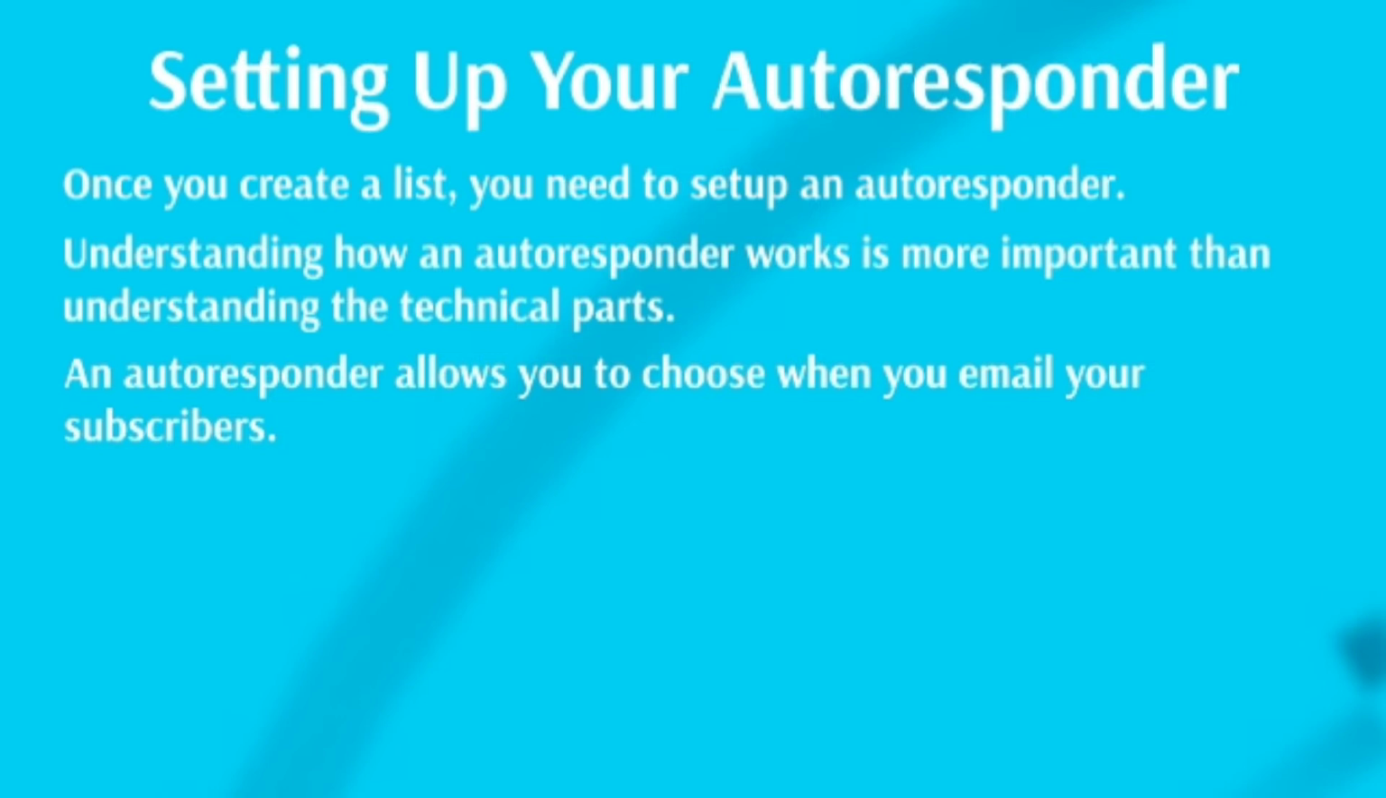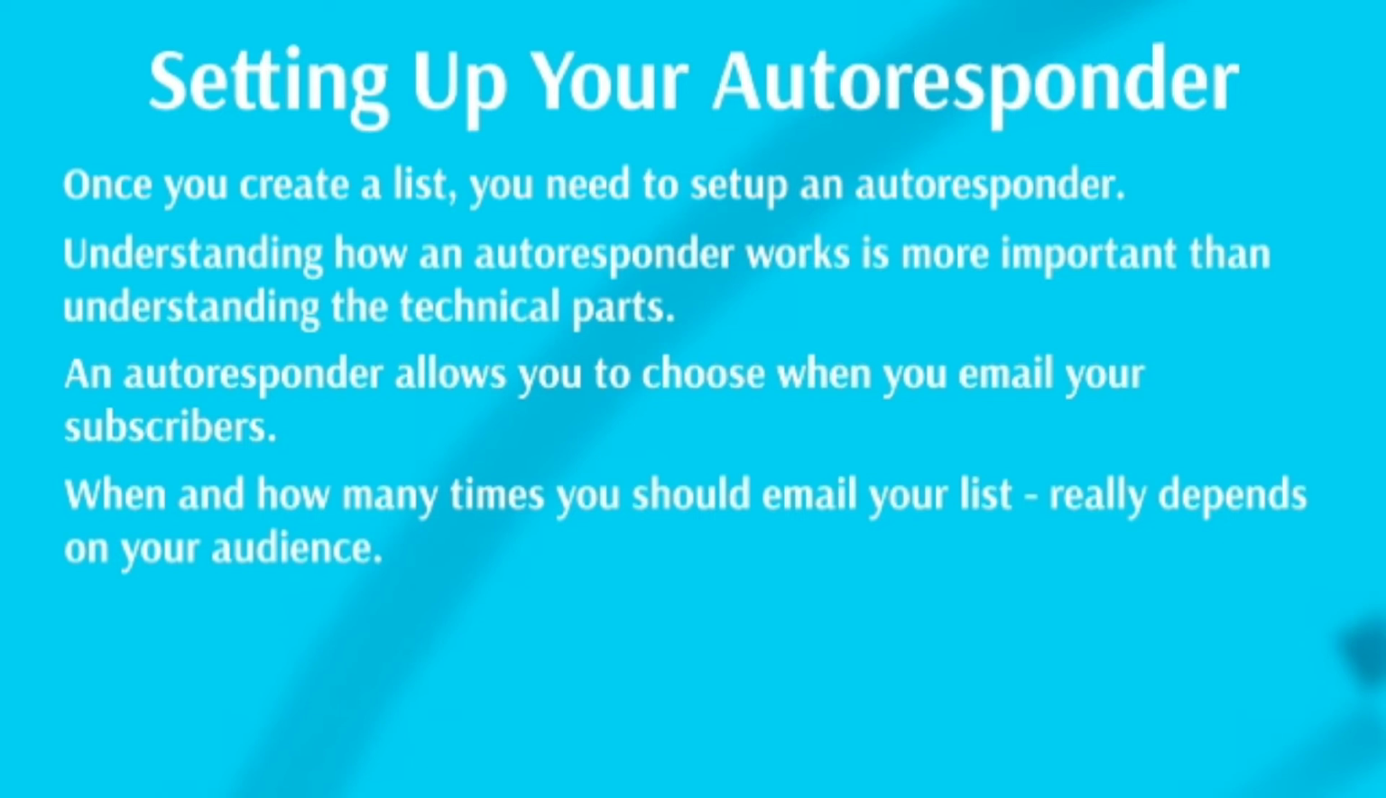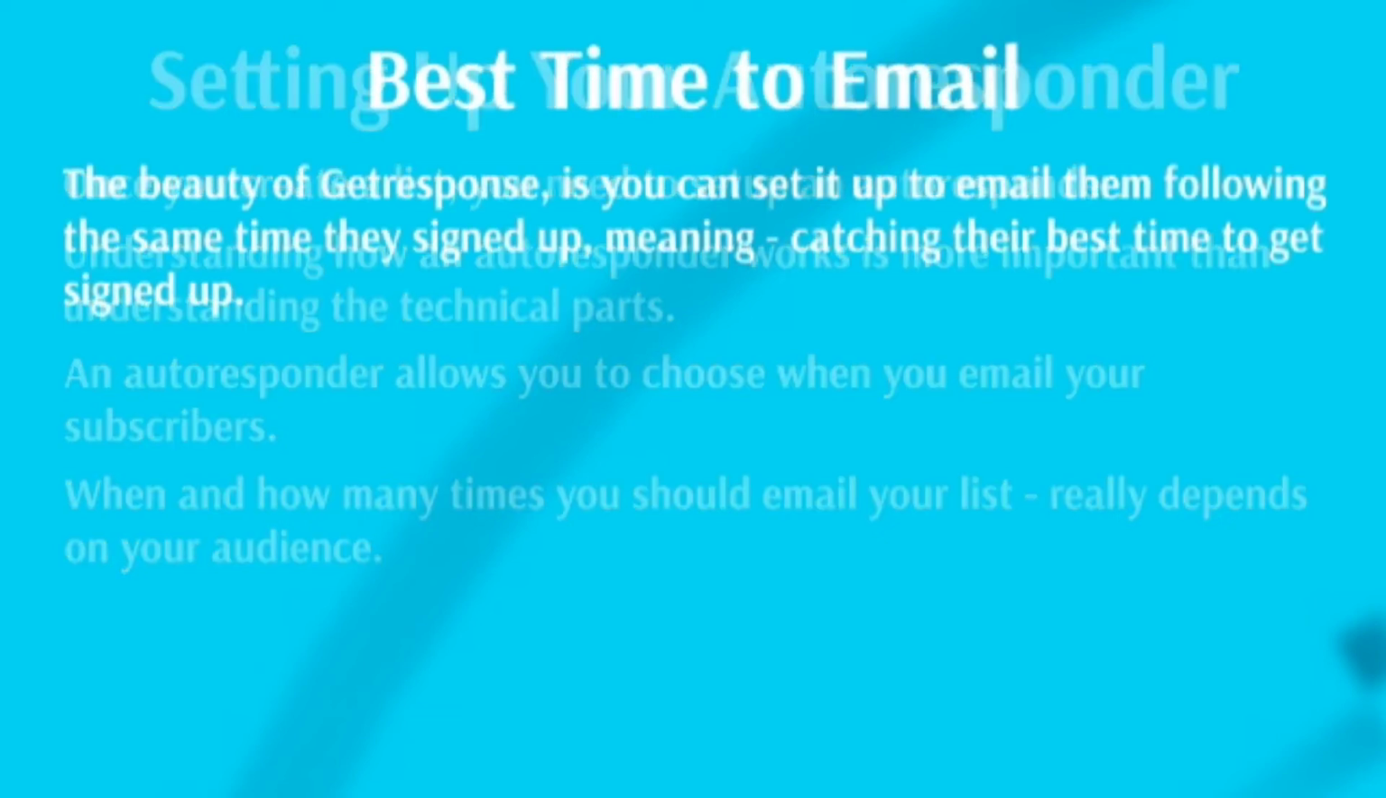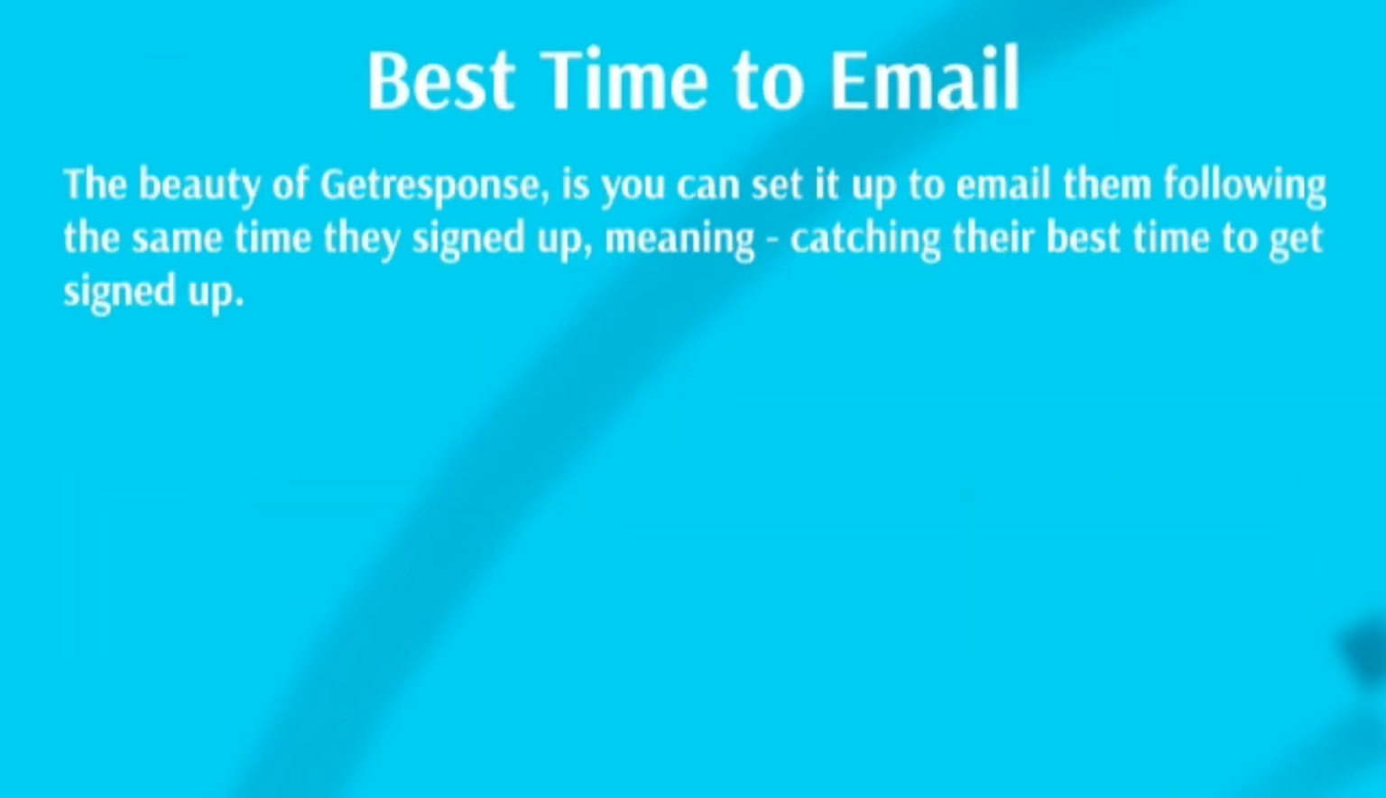Now, an autoresponder allows you to choose when you email your subscribers, the time zone, all of that. A very common question that we have seen is when should you email your subscribers, or even how many times should you email your list? While I can't give you an exact answer, I can say that it really depends on your audience. If you've done the proper demographic research and you understand somebody's typical day, then understanding the best time to email them is actually quite easy.